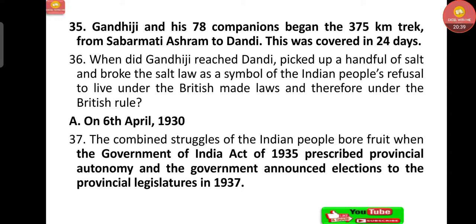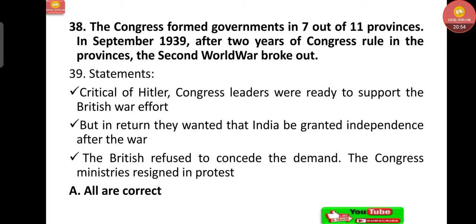The combined struggles of the Indian people bore fruit when the Government of India Act of 1935 prescribed provincial autonomy and the government announced elections to the provincial legislatures in 1937. Now, the Congress formed governments in 7 out of 11 provinces. In September 1939, after 2 years of Congress rule in the provinces, the Second World War broke out.